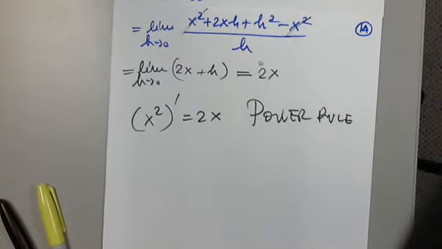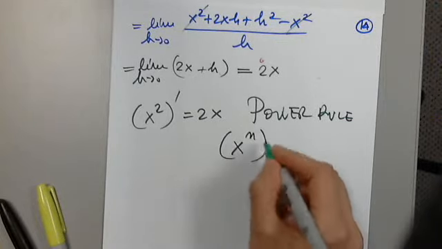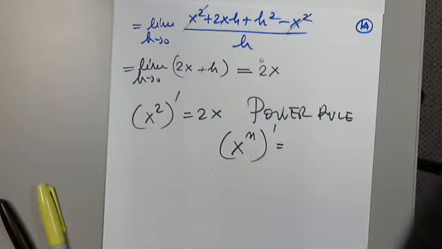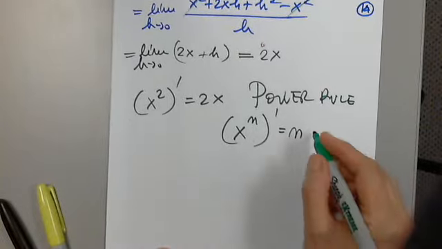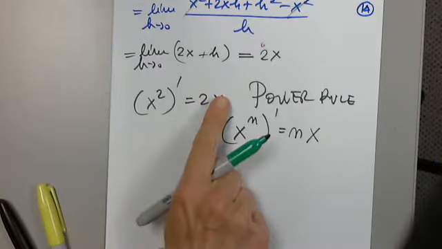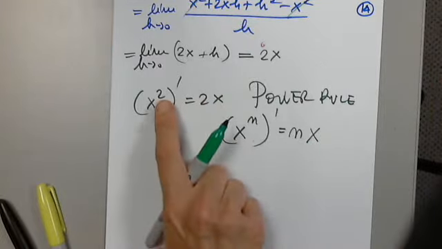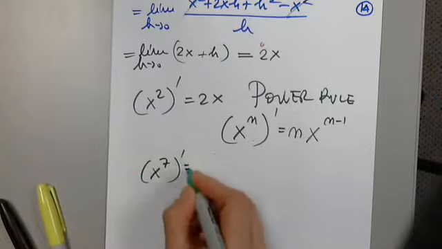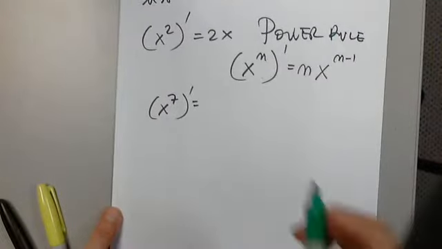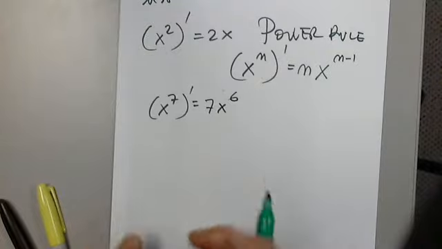Let's write it in general now. x to the nth power prime: n, we bring n in front, we copy x, and we subtract 1 from the power. So if I want to differentiate x to the 7th power, or find the derivative of x to the 7th power, what will I write? That's it. So I just want to show you a couple of examples, and then I'll show you one more function, and I'll stop.